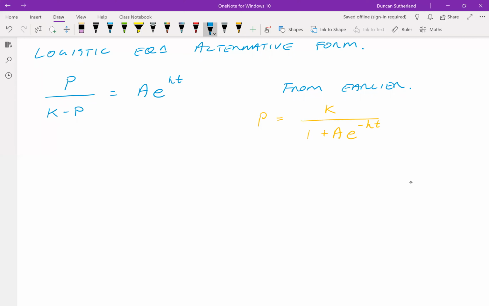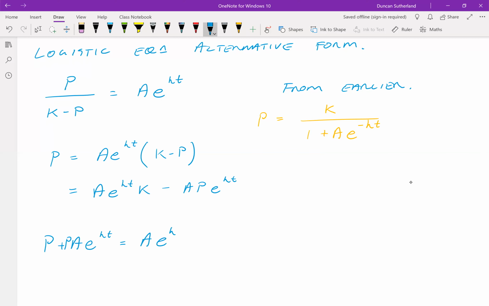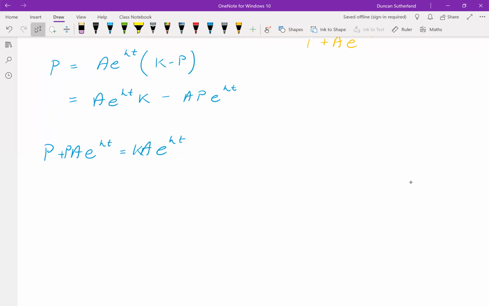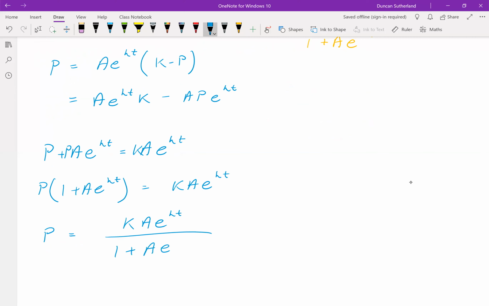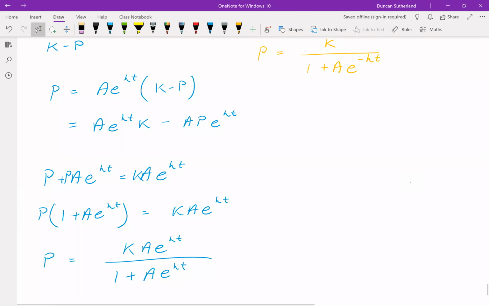So you might be tempted to clear the denominator. And then rearrange, group the P terms on the left-hand side. Like so. So then this is that's that. Now, this bears some similarity to our original solution, but it's not the same.